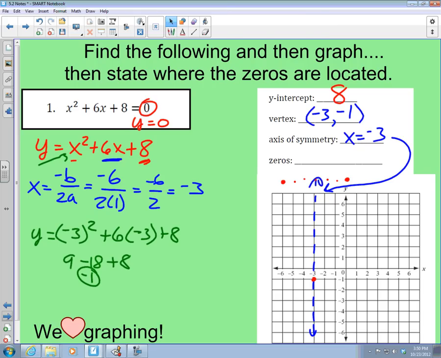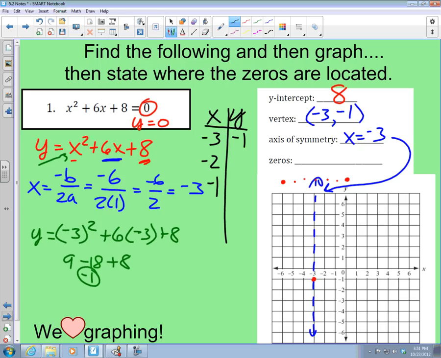What I want you to get used to is putting in a couple more points. Now I know we have negative 3, negative 1. That's your vertex. But plug in negative 2 and negative 1. A couple points, one more than x and another one, and 2 more than x. That'll give me enough to get a good graph here. So basically I'm going to plug negative 2 in for x right here. So y equals negative 2 squared plus 6 times negative 2.